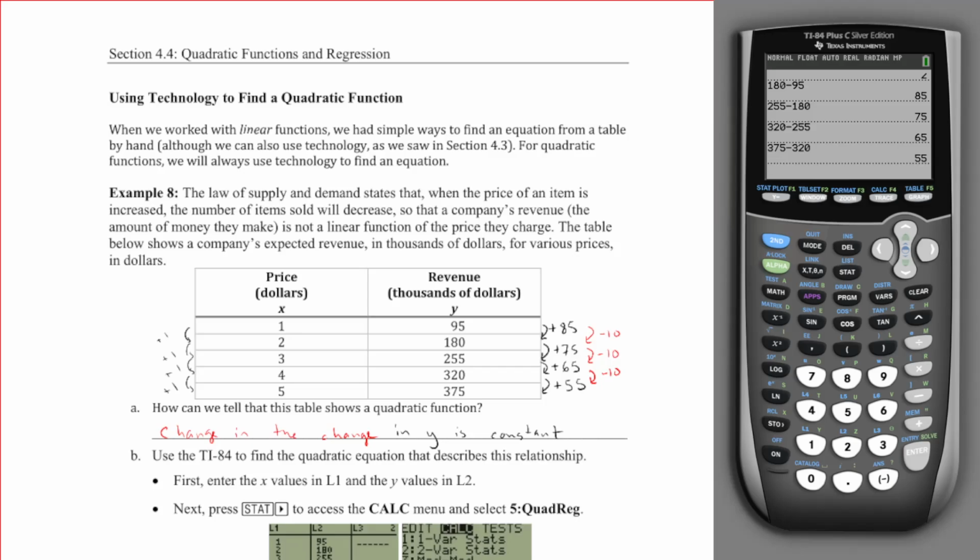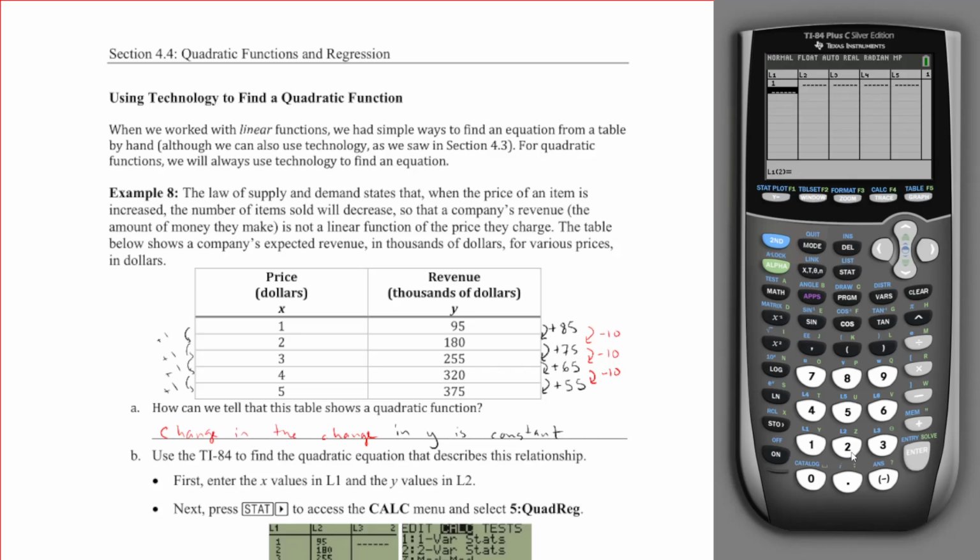So this is a quadratic relationship. Now we're going to use the calculator to find out exactly what equation we can use to describe that relationship. And in the last section, we saw that when we have a linear relationship, we can put the table into the calculator and we can use linear regression to come up with the equation. To get a quadratic equation, we're going to again put the table into the calculator.